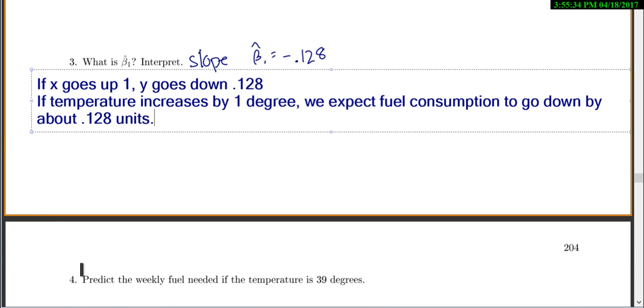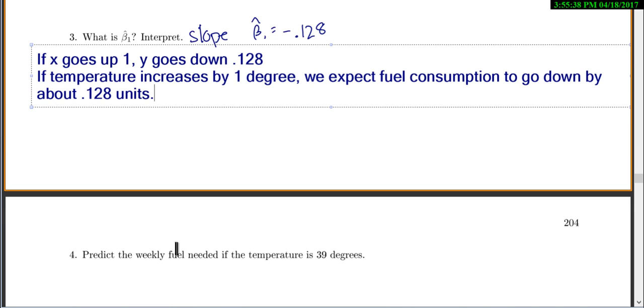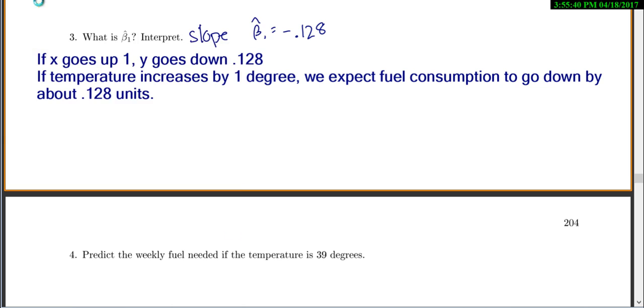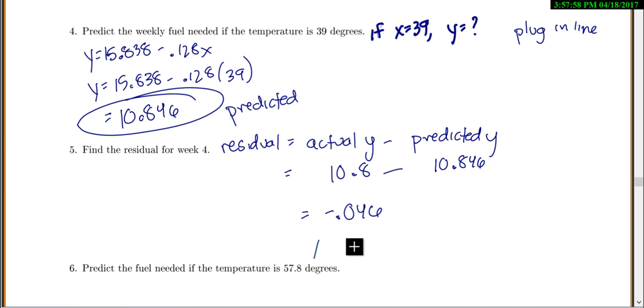Let's see, so number 4, let's predict the weekly fuel needed if the temperature is 39 degrees. So this is saying, sorry, I'm not sure here where I stopped recording without realizing it, so let's just do a quick recap.